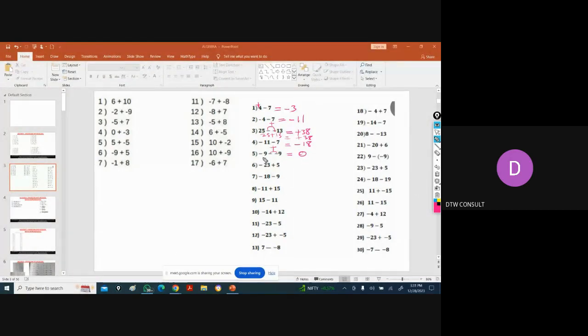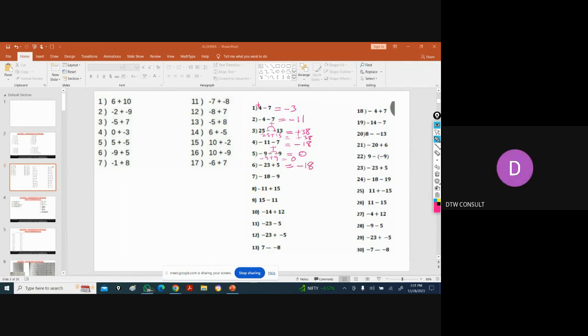It's okay. We're all here to learn. So negative multiply negative gives you positive. So you have negative 9, positive 9. And it means we have to do subtraction. And when we subtract, we get a 0. Okay. Now, what's the answer for this? Negative 18.